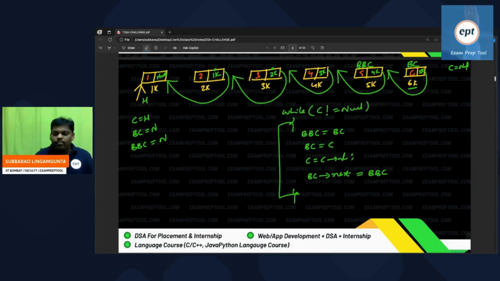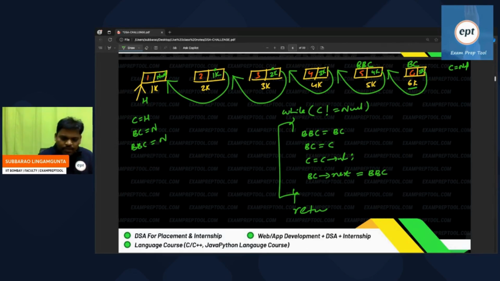But remember, after reversing is over, you have to mention who is the starting of the linked list. I think the starting of the linked list is nothing but before current, because current is already outside. Because after reversing, the last node becomes the first node, and the first node becomes the last node. So the last node, BC, becomes the first node. So the modified linked list starting node is BC.